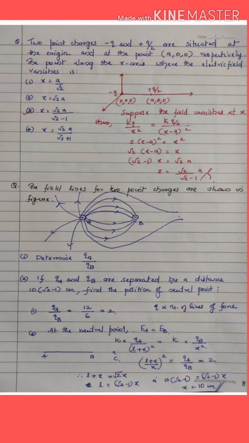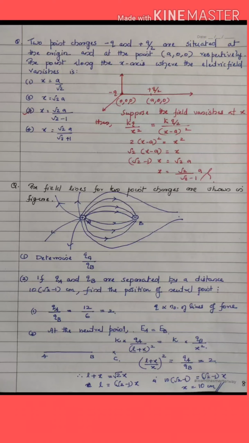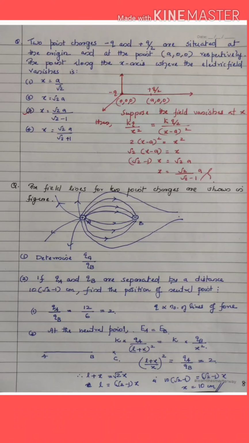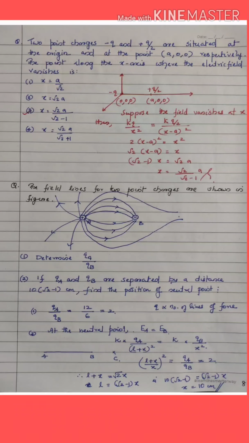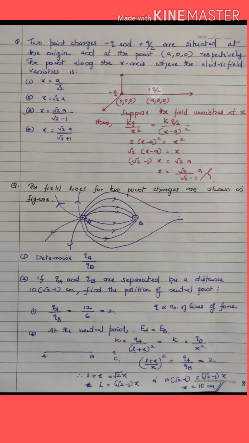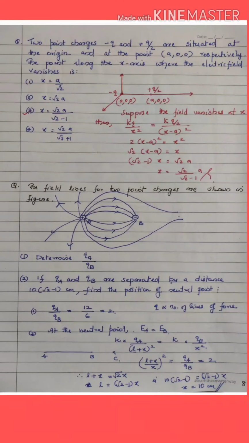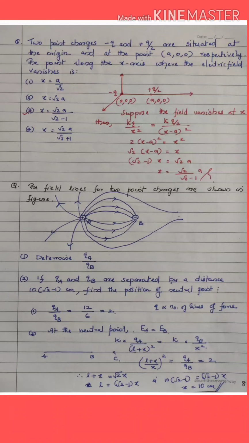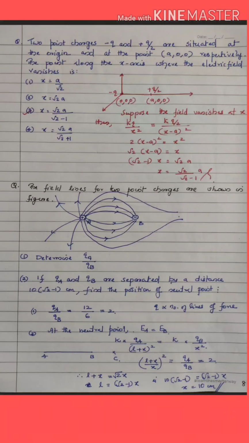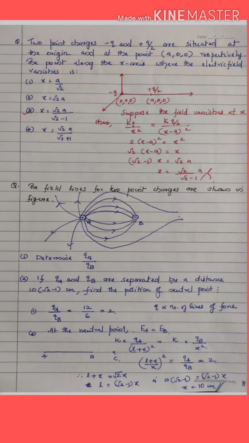So here the 2 point charges, minus q and plus q by 2, are situated at the origin and at the point A,0,0 respectively. The point along the x-axis where the electric field vanishes is? So here the two charges are minus q and plus q by 2. If you look at a particular point in between minus q and plus q by 2, the minus q will repel the test charge at that point, but plus q will attract, so there is no zero value there. So we have to find another point here.